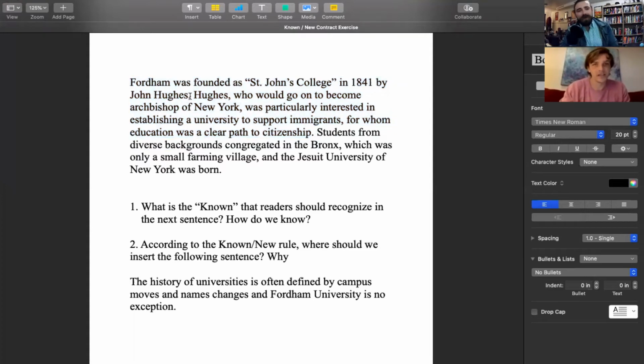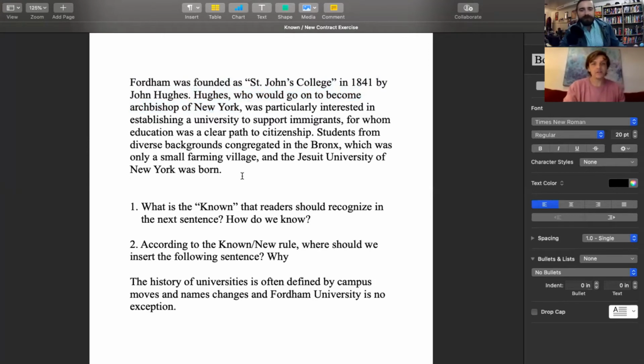Oh, sorry. So here's the first sentence here. So Fordham, we're establishing, and then the new information was who it was established by, John Hughes. So we know logically that the next sentence here should pick up with Hughes, and it absolutely does.